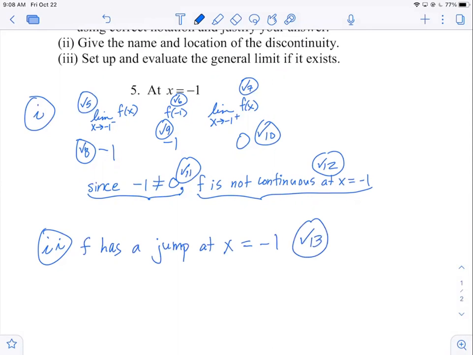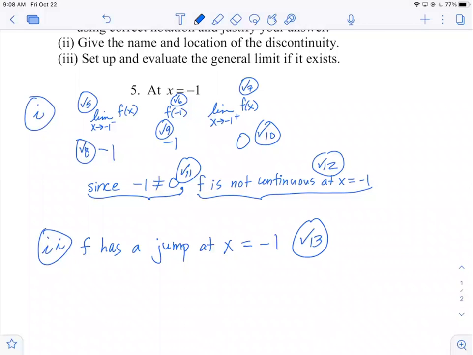There you go. We don't list it as an ordered pair. It's at x equals -1. You don't say at -1 because there's already a y value that's -1, and we want to be sure we know which one's which. If you said non-removable jump discontinuity, that's fine. You don't need to. You could just say jump.